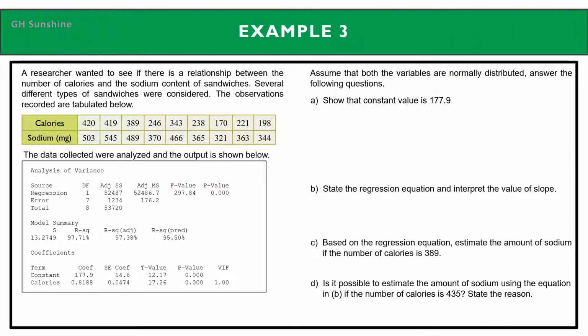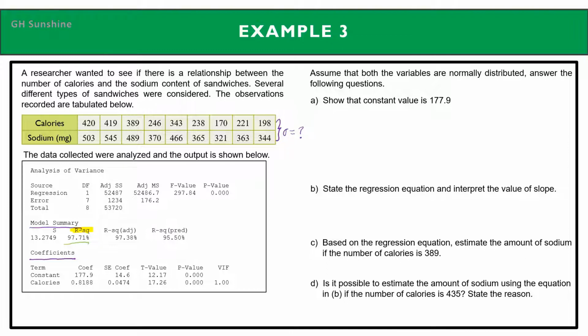Okay, so this one using the same data, calories and sodium, we will focus on the model summary and also the coefficients. For the model summary, look at here, R squared. R squared is the coefficient of determination. From the data, R squared equal to 97.71%. Say you want to calculate the coefficient of determination's value equal to 97.71%. So first, from the data, calculate R.